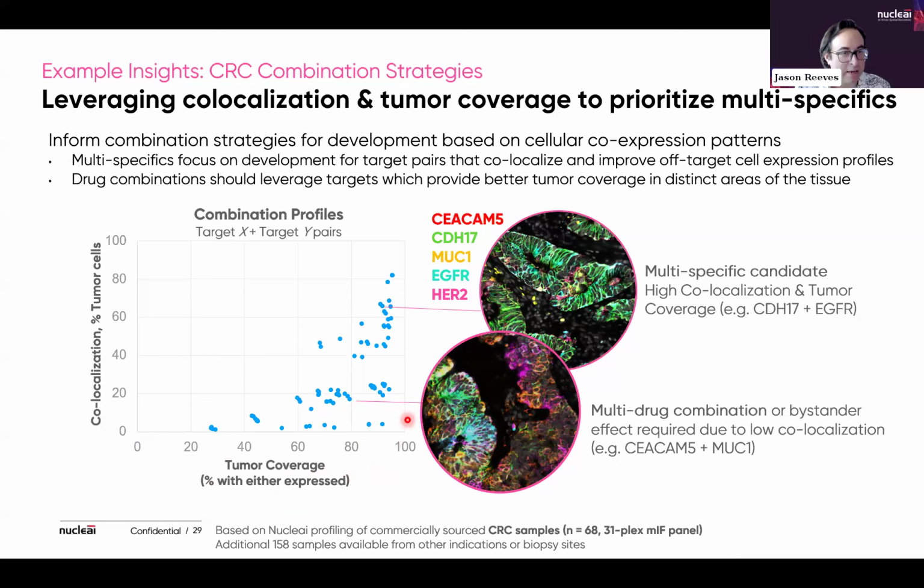And the y-axis acts as a way of predicting whether or not that combination should be one that is driven by multi-drug, like a target down here where there's not much co-localization, to one where there is a lot of co-localization, and a multi-specific would likely be able to cover the same amount of the tissue, but would have very limited off-target expression and off-target toxicity. And so these are some of the types of examples of the insights that can be driven by multiplex immunofluorescence data.